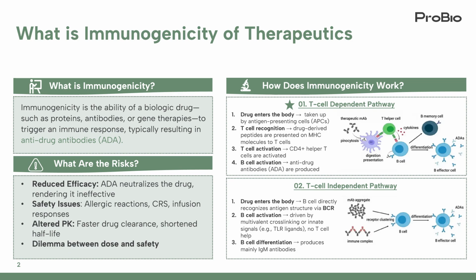Typically, ADA is generated in two different pathways. The T-cell dependent route is mediated by antigen-presenting cell, T helper cell activation, and production of anti-drug antibody by B cells. Alternatively, antibody complex or aggregates will cause receptor clustering, leading to generation of anti-drug antibody.